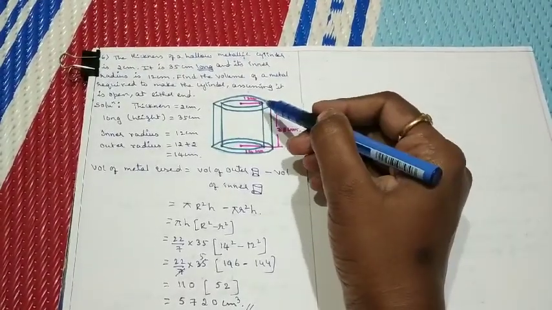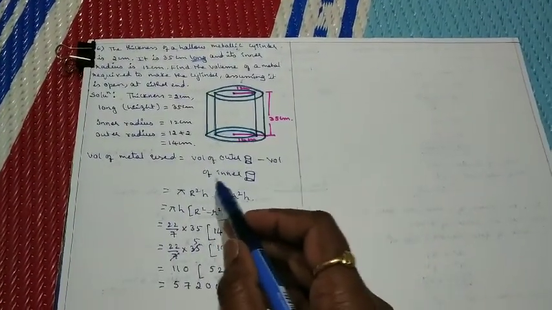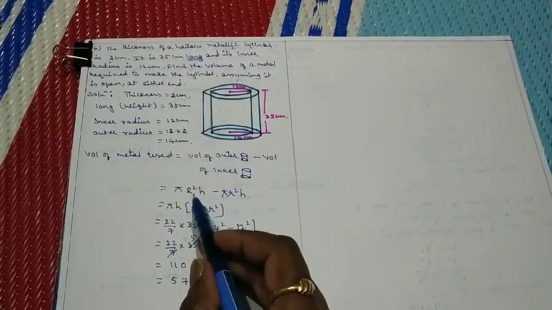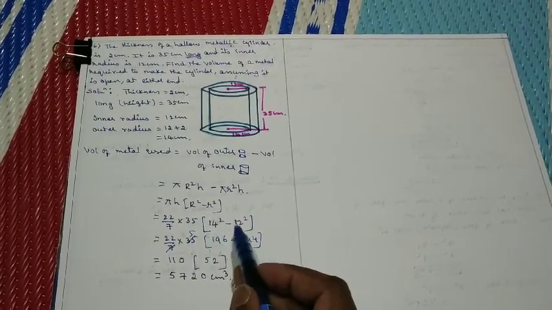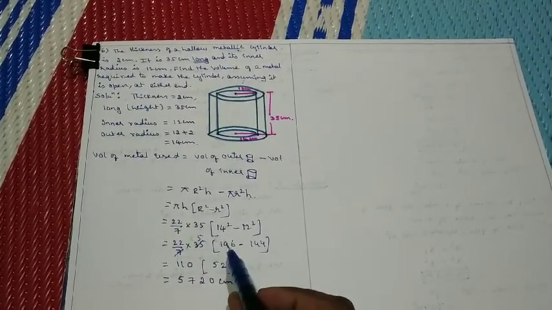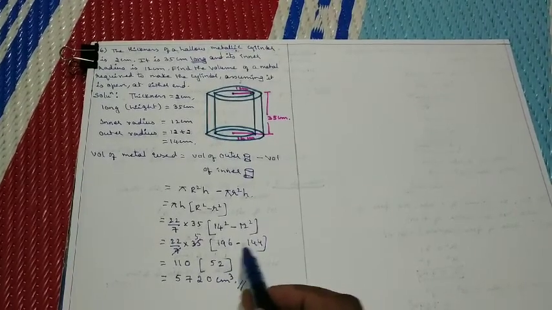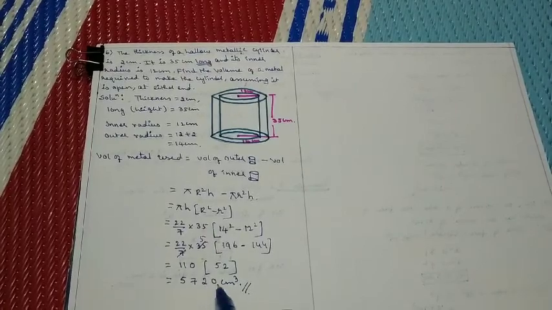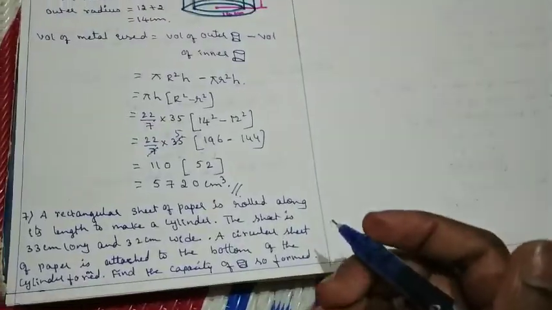So volume of metal used to make this cylinder is volume of outer cylinder minus volume of inner cylinder, pi R square h minus pi r square h. Pi h taken common, then capital R square minus small r square, 22 by 7 into 35 into 14 square minus 12 square. 7 1s are 7, 7 5s are 35, 22 into 5 is 110, then 14 square is 196, 12 square is 144. So the subtraction of these two is 52, then 52 into 110 is 5720 centimeter cube. Now we'll move to 7th question, children.